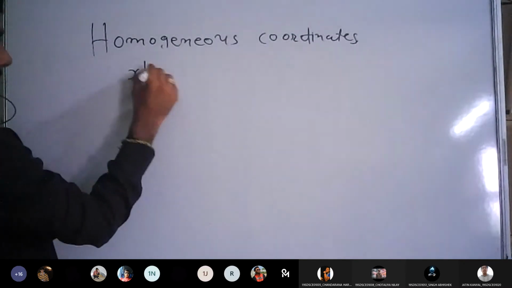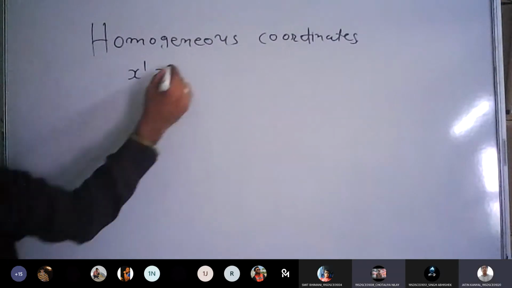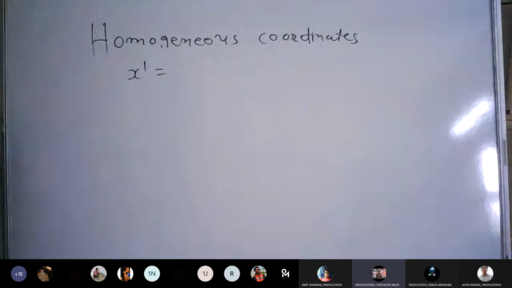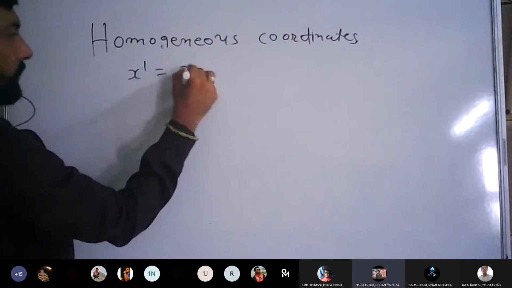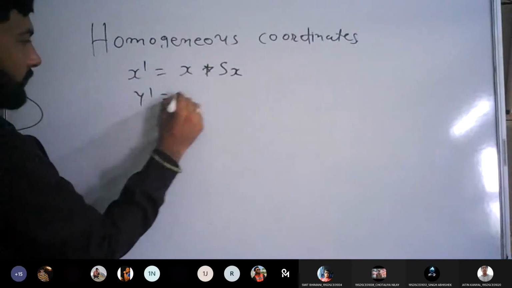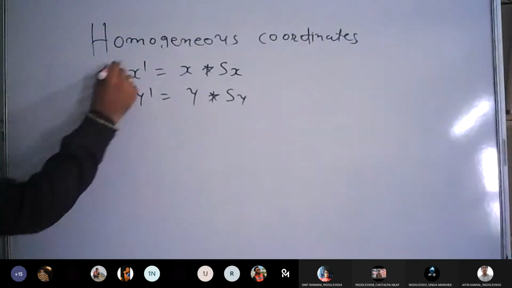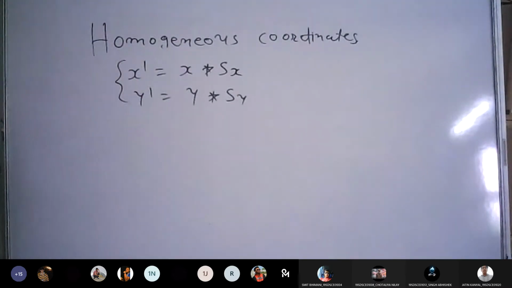What is x dash? x plus sx, how is it plus? Sorry sir, multiply. Yes, x dash is equal to x into sx. Similarly, y dash is equal to y into sy. These are the equations for scaling transformation.